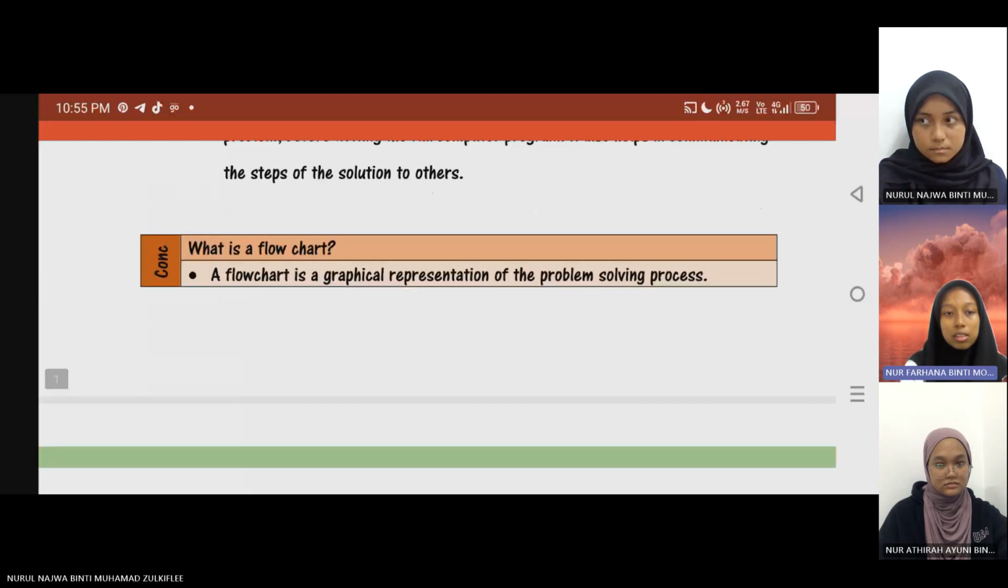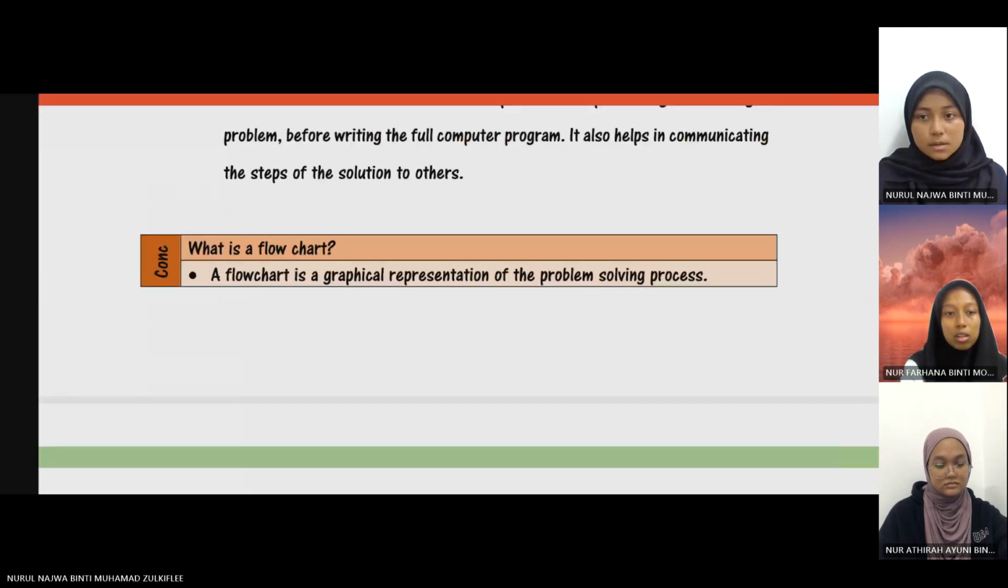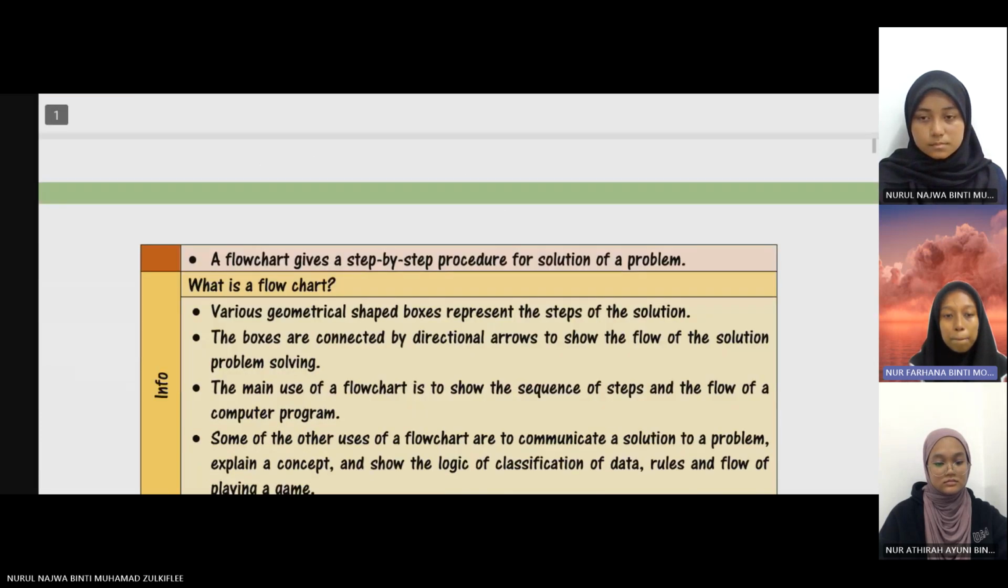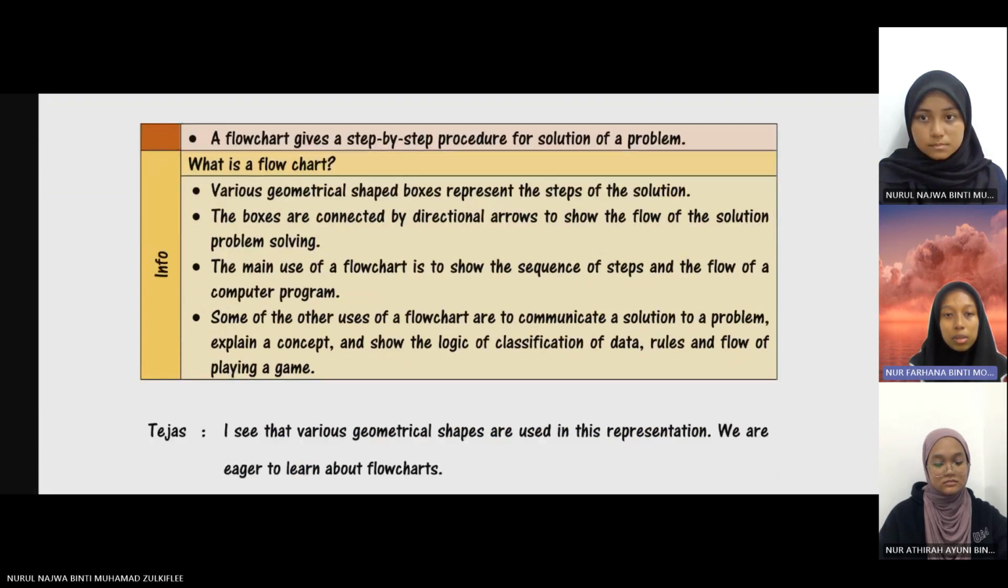And this is the table for the explanation of a flowchart. What is a flowchart? The first point is a flowchart is a graphical representation of the problem-solving process. The second point is a flowchart gives a step-by-step procedure for the solution of a problem.